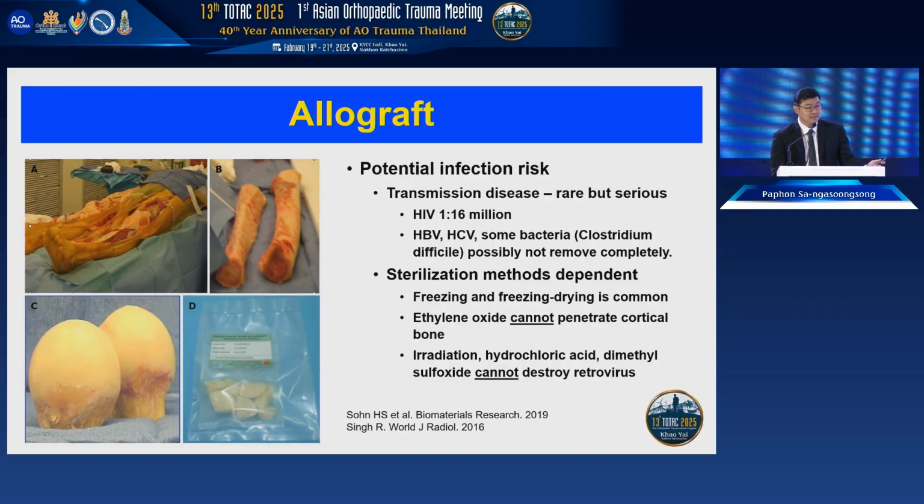Moreover, the infection risk related to allograft is transmitted disease, which is rare but sometimes serious, such as HIV infection, hepatitis B, hepatitis C, and some bacteria. According to the literature review, the sterilization methods we most commonly use are freezing and freeze-drying. However, some sterilization methods carry a risk of contamination, such as gas, which will not penetrate cortical bone, and radiation, which cannot destroy retrovirus.